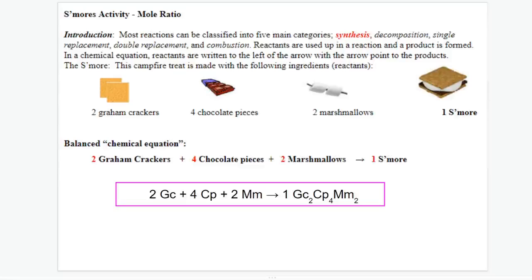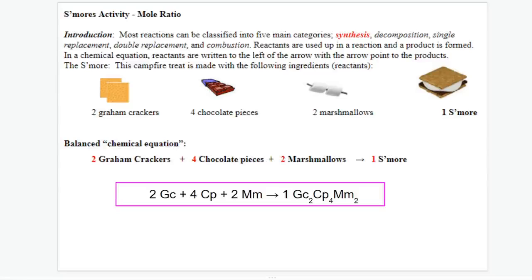So, here we have the recipe for making a s'more. Making 1 s'more requires 2 graham crackers, 4 chocolate pieces, 2 marshmallows, and you will yield, or you will make, 1 s'more. So it's written already on our slide as a balanced chemical equation. 2 graham crackers plus 4 chocolate pieces plus 2 marshmallows yields 1 s'more.